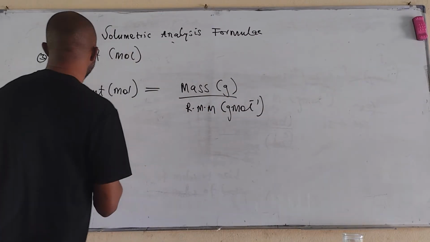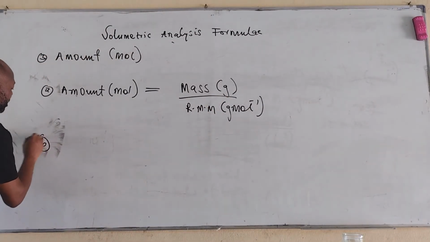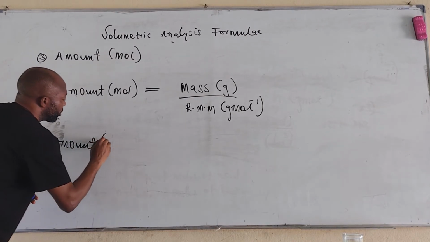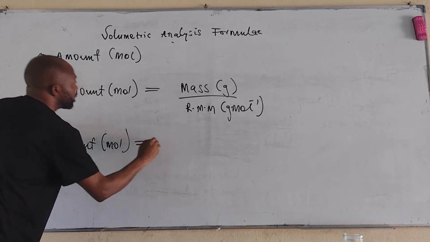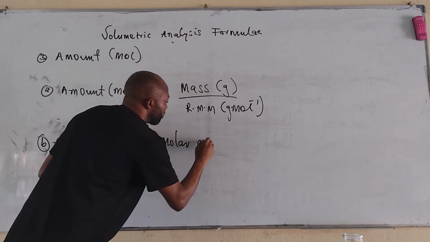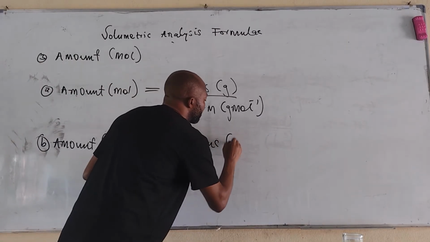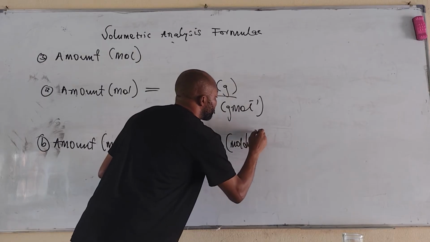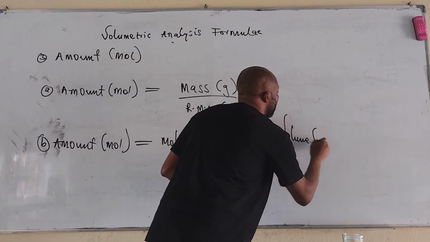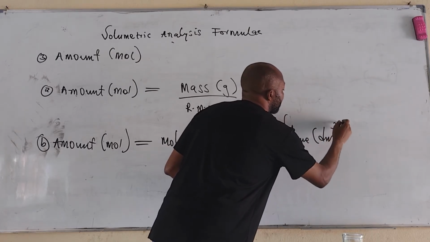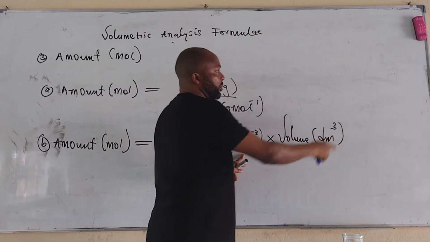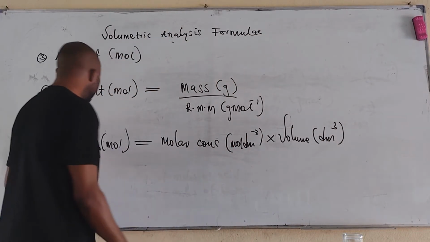Alright? So let's take another one on amount. B, amount in mole is equals to molar con in mole per dm cube times volume in dm cube. So dm cube will strike out this dm cube and we'll be left with mole, which is the unit for amount.